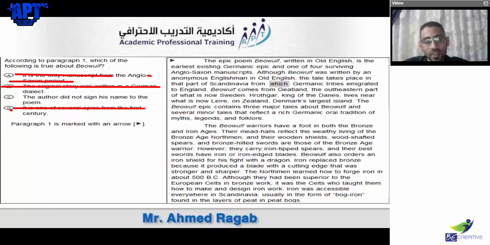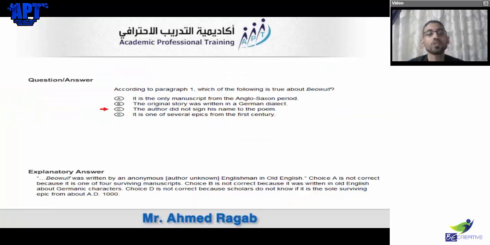Okay, he didn't mention anything. So the author didn't sign anything. So when we go to it, yes, here, because here it was written by an anonymous author, an unknown Englishman in Old English. That's what we got from the reading. Anonymous here, so it rides on my understanding. Very nice. So here the author is anonymous. That means he's unknown. That means he didn't write his name. Let's go next.